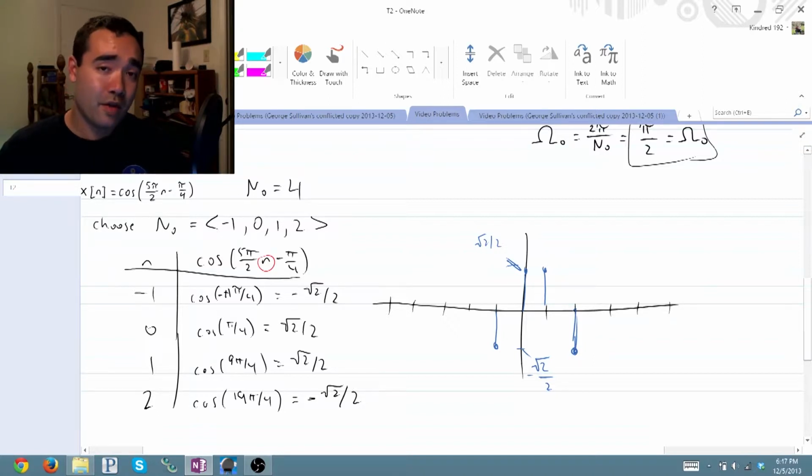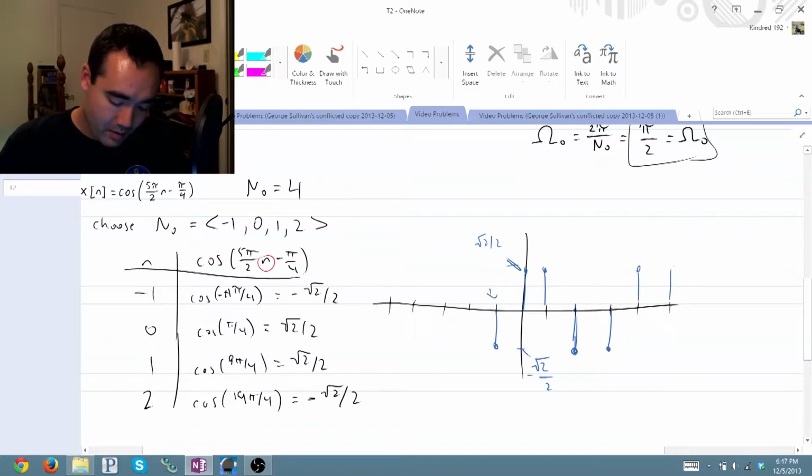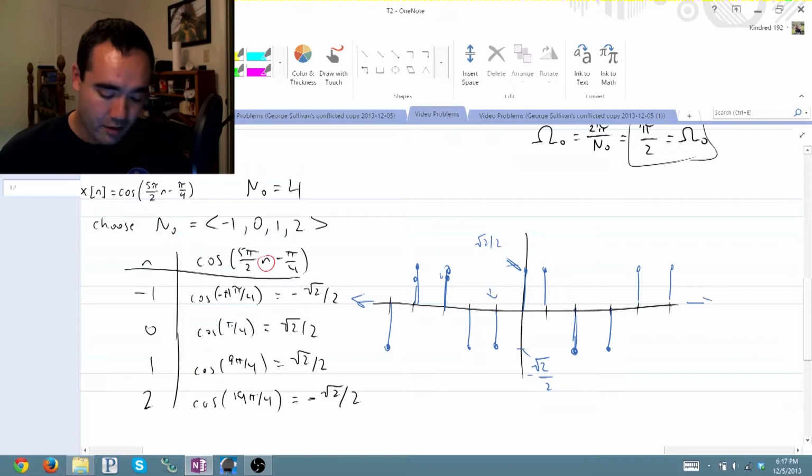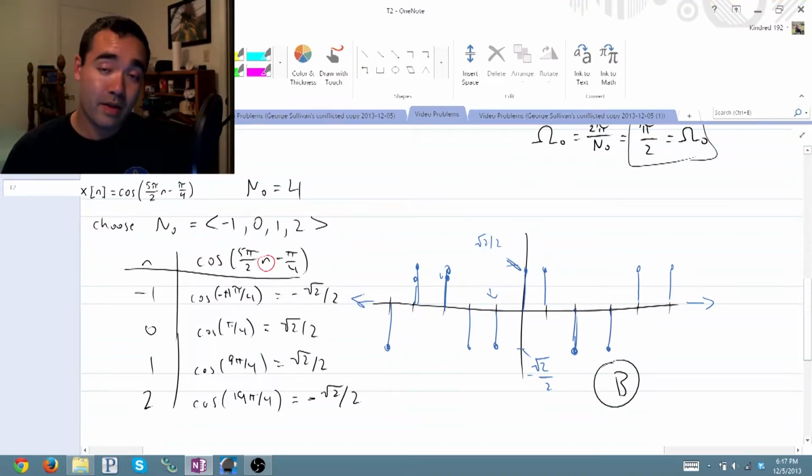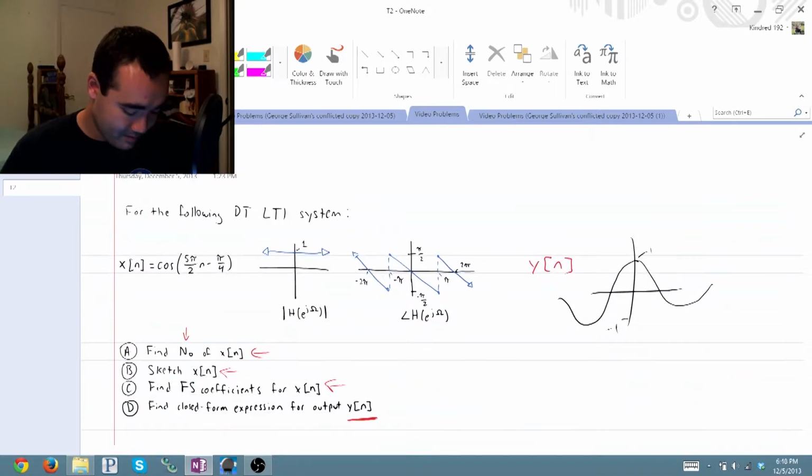And because this is our fundamental period, over here we're going to have just a repetition of this. Same thing over here. So these should be taller. This is what we end up with. And you can see that this continues on for infinity in both directions. So this is our answer to B. And that's all. Moving on to C.